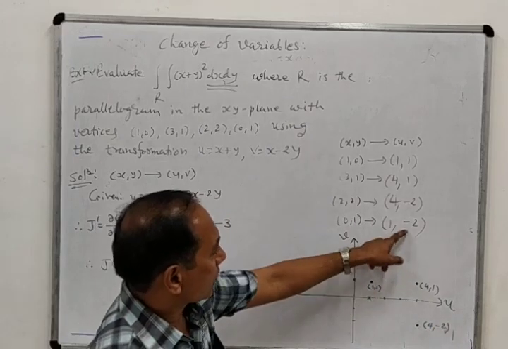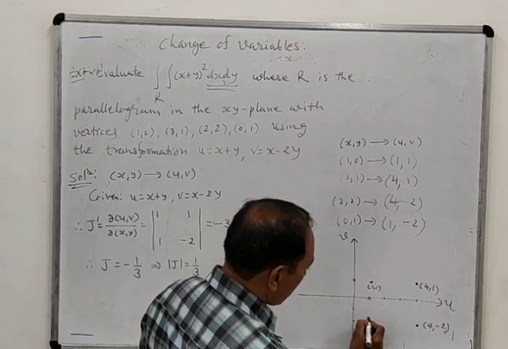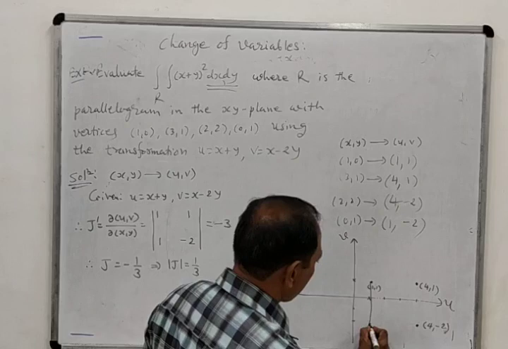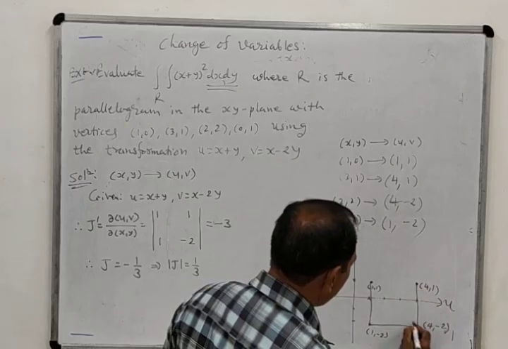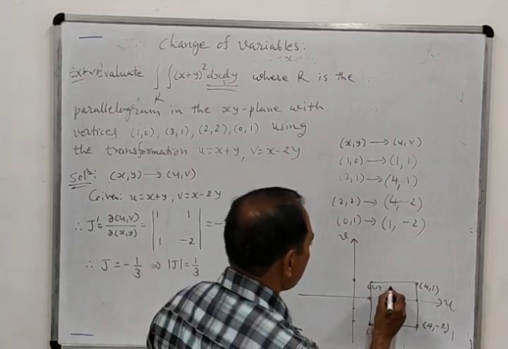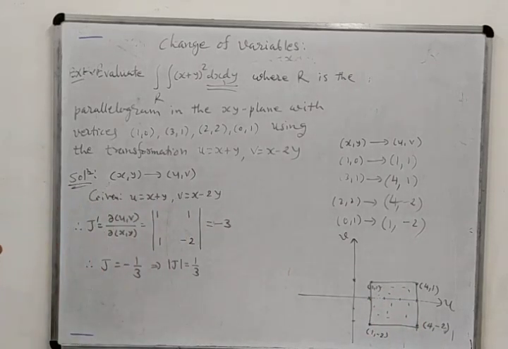Then 1 comma minus 2. That means u equal to 1 is here and minus 2 is here. So 1 comma minus 2. So if we join this one, then we will have here a rectangle form. Okay. So the region is a rectangle form. So the limits are very easy to determine. We can write directly the problem.